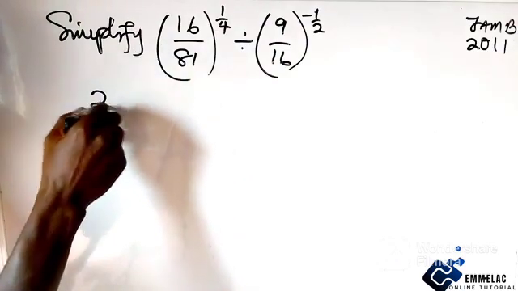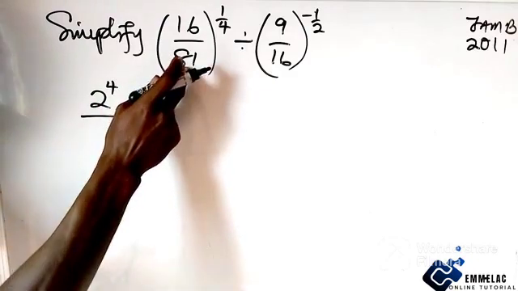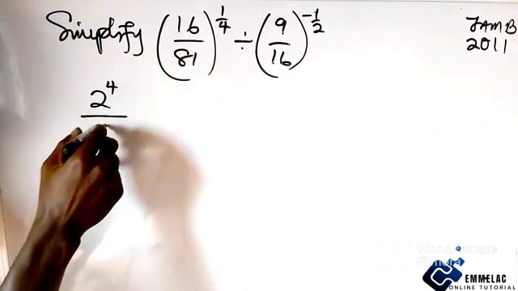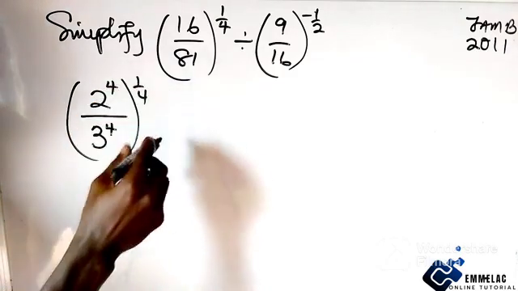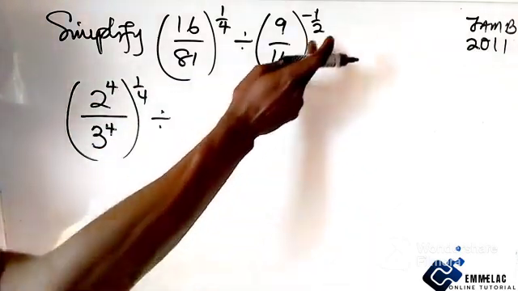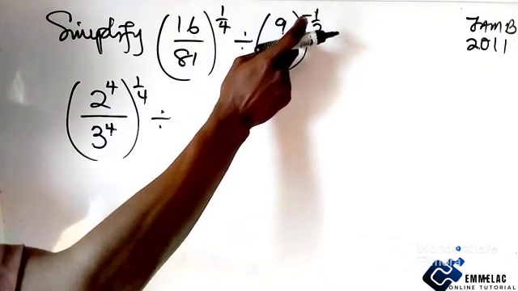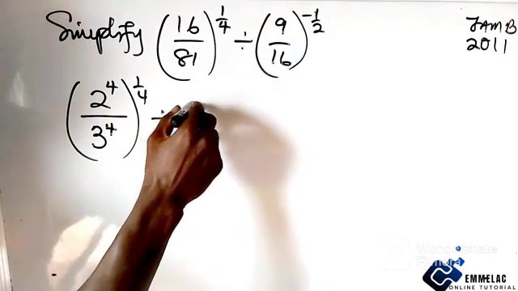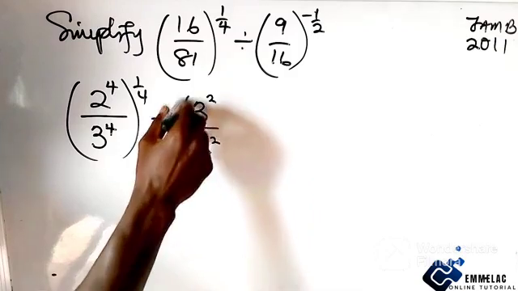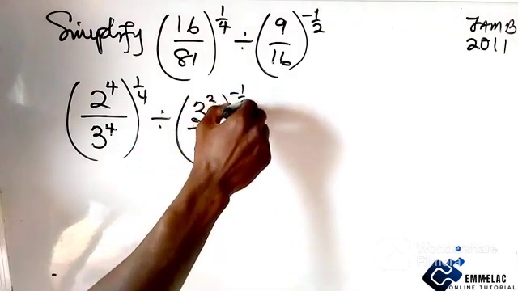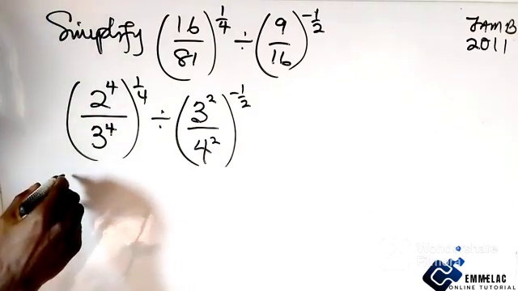Okay, so here we have 2 raised to the power of 4, because 2 raised to the power of 4 will give us this, and here 3 raised to the power of 4 will also give us this, all to the power of 1 over 4, then divided by, since here we have to change this to a base that will have a power of 2, and that is 3 raised to the power of 2 over 4 raised to the power of 2, all raised to the power minus 1 over 2.